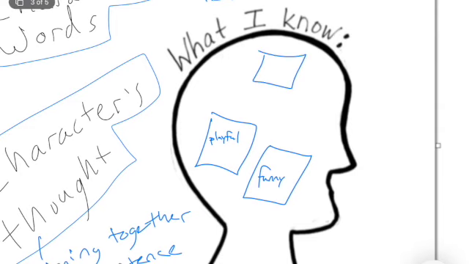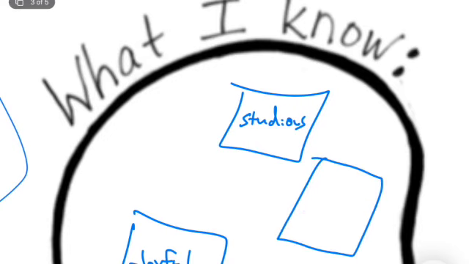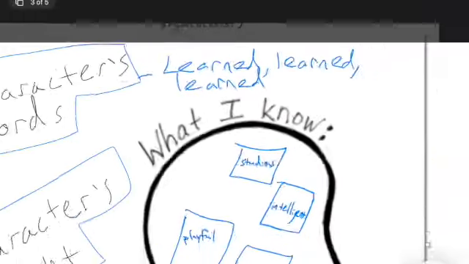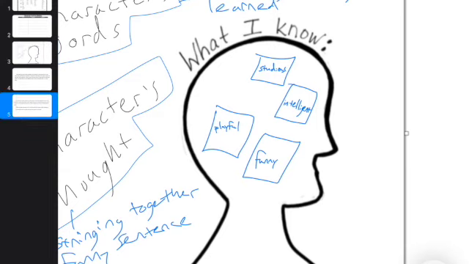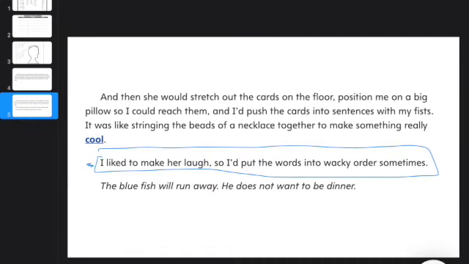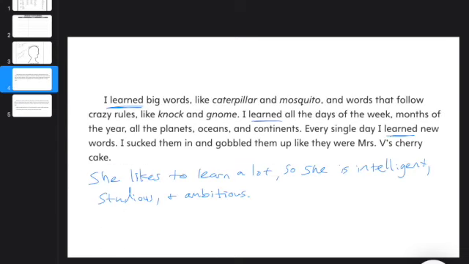Learn, learn, learn. We can say she is studious and intelligent. And that's how we can describe this character, guys. And we'll look at more excerpts from this, but I can describe this character as studious and intelligent, and she's playful and funny. She likes to play around with her words. She likes to have fun. And she likes to study and learn her words so she can communicate.